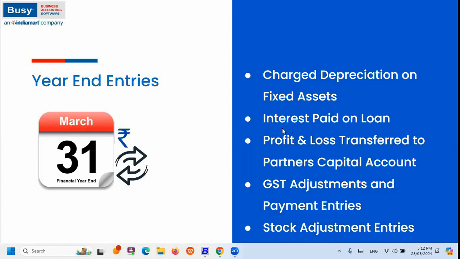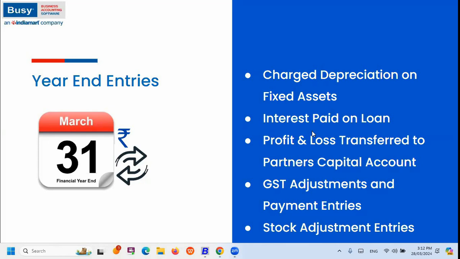And the second thing here is interest paid on loan account. Suppose we are taking a loan from a bank, so interest will be paid by us. In that kind of scenario, we need to post one journal voucher related to the interest. That is also one part of our year-end entries. Before closing our financial year, we need to post this voucher.